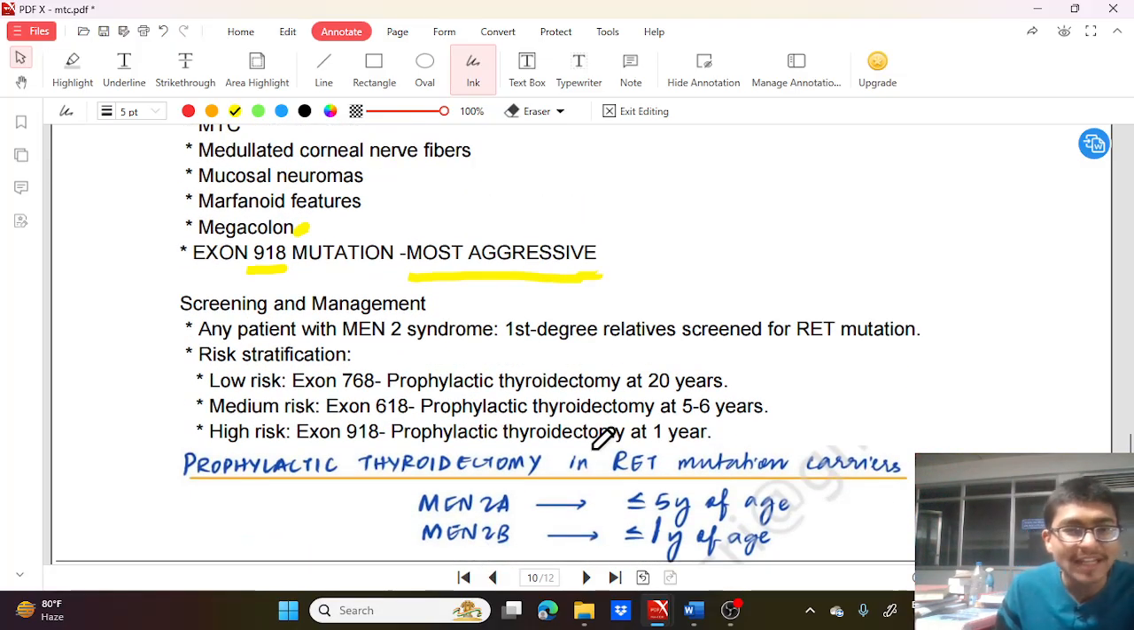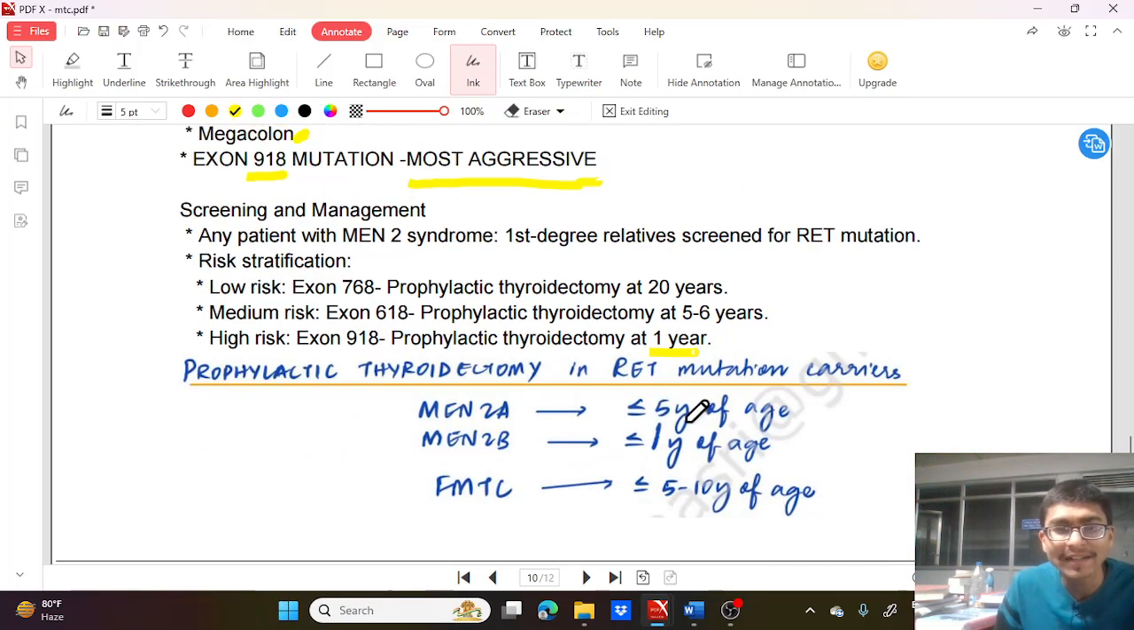Then coming to screening and management. So any patient with MEN2 syndrome will have to be screened for RET mutation, especially in the first degree relatives. Then we'll go for risk stratification. So if there is low risk, like in exon 768 mutation, we go for a prophylactic thyroidectomy at 20 years. In case of medium risk, like exon 618 mutation, we go for a thyroidectomy at 5 to 6 years. And in high risk, like in exon 918, we go for a prophylactic thyroidectomy at 1 year.